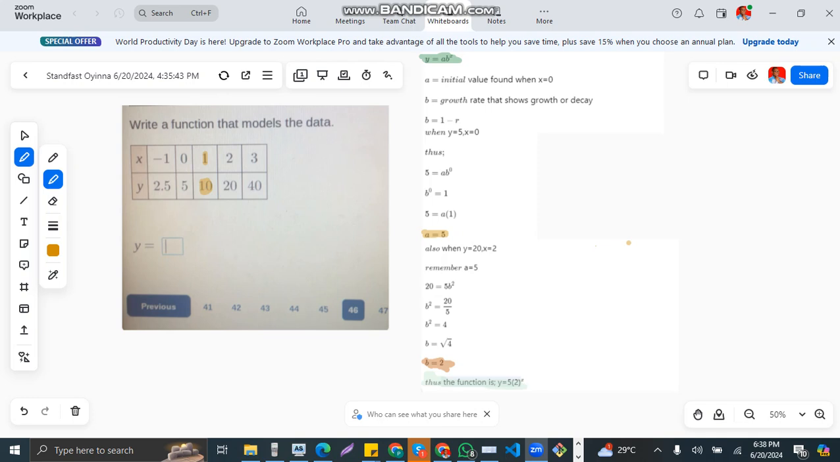So you can put any value of x you want. There's minus 1, there's 2, there's 3, and check it out, and you get the corresponding value in the table. So this is how you model given data from the table if you are not actually told what it is.